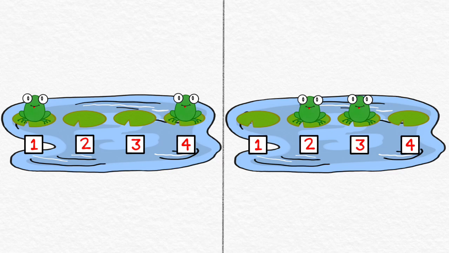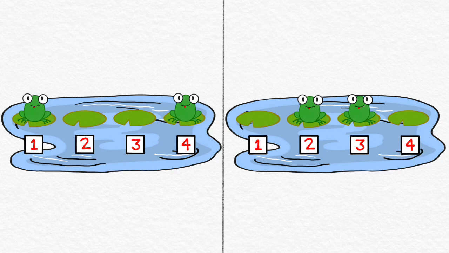Now let's move on to the second pond. Number 1 does not have a frog on it. Number 2 does, so we're going to clap for number 2. And number 3 does, so we're going to clap for number 3. Number 4 doesn't have a frog, so we're not going to clap for number 4 on the second pond. Let's listen to what it sounds like all together. 1, 2, 3, 4. 1, 2, 3, 4.